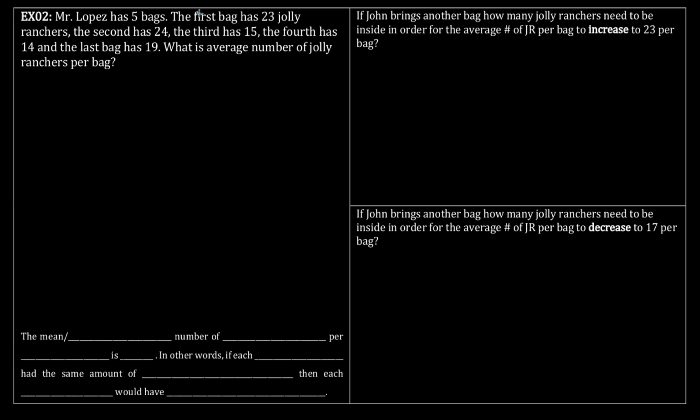I have 5 bags. The first bag has 23 Jolly Ranchers, the second has 24, the third has 15, the fourth has 14, the last bag is 19. What is the average number of Jolly Ranchers per bag?